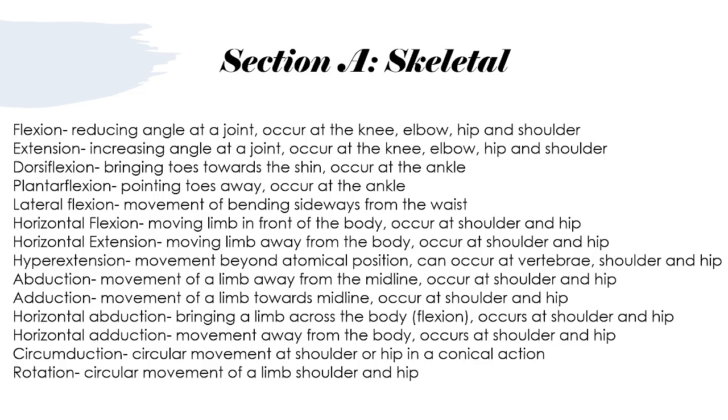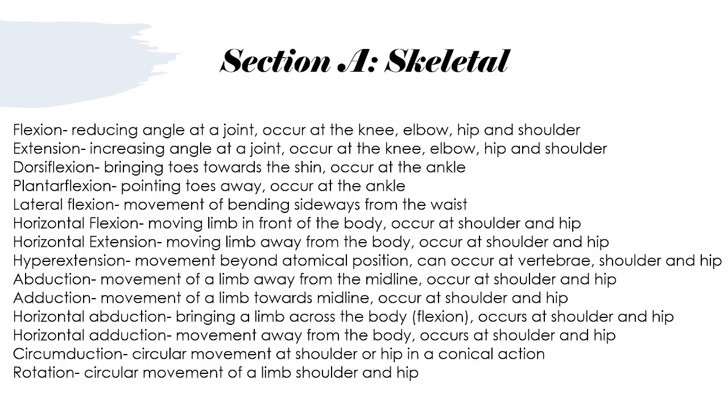Lateral flexion is sideways bending. Horizontal flexion is moving of a limb in front of the body. Horizontal extension is moving away from the body. Hyperextension is basically a massive movement beyond the usual anatomical position. Abduction is movement away from the midline. Adduction is movement towards the midline. So those are what you need to know.